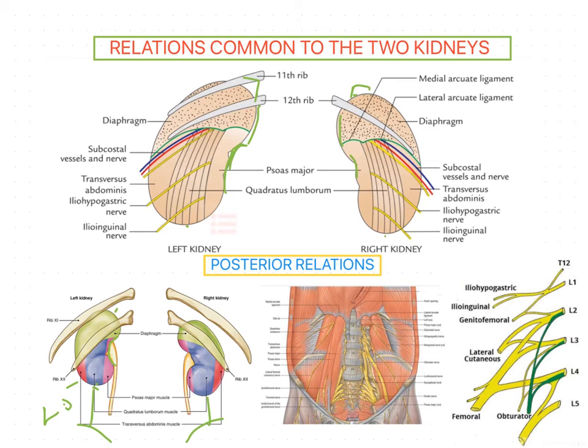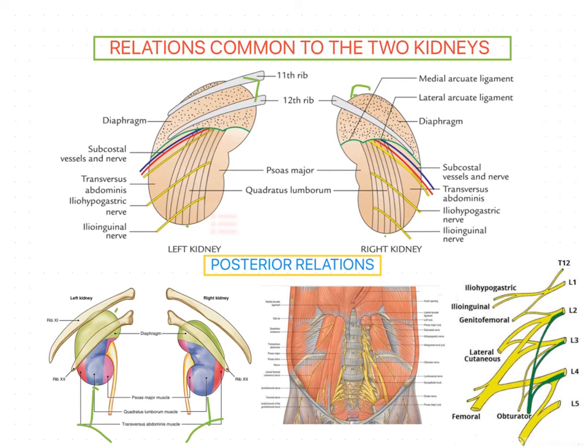The upper pole of the two kidneys is related to the corresponding suprarenal glands, and the lower pole is somewhat away from the iliac crest, that is 2.5 centimeters. On the medial border, above the hilum it is related to the suprarenal gland, and below the hilum it is related to the ureter. These are the common relations for the two kidneys.